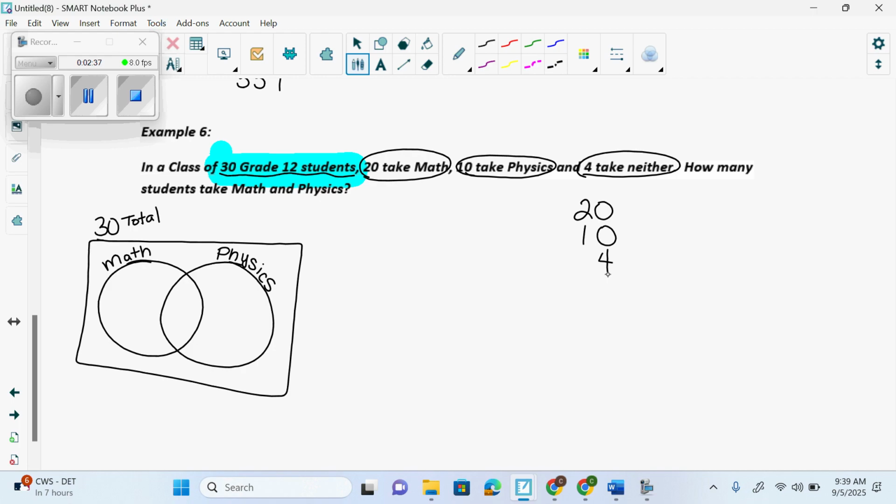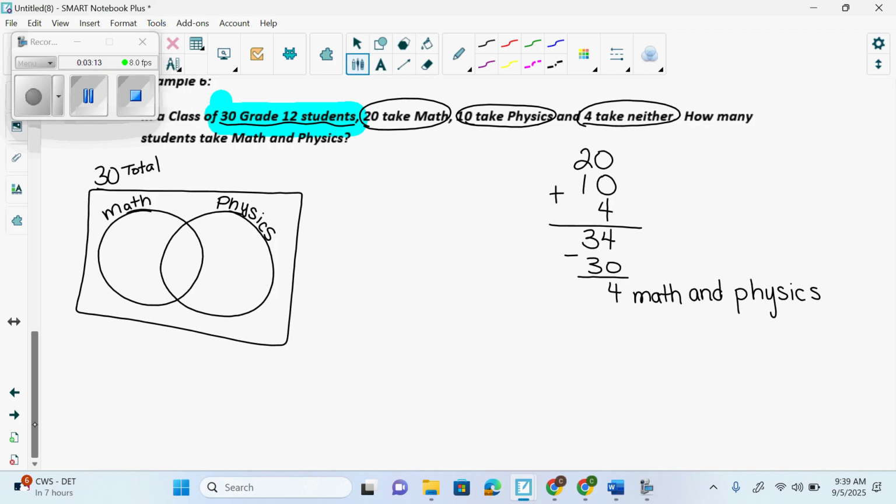So let's add these up. When we add this up, we get 34 tickets. So you tell me how many people are in physics and math? 4. Because there was 30 total and 4 extra tickets, that means 4 are in math and physics. Now, we could show it this way, but we're not going to stop there because I want to practice filling in our Venn diagram correctly.